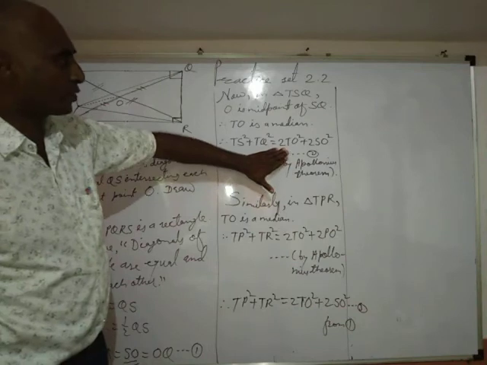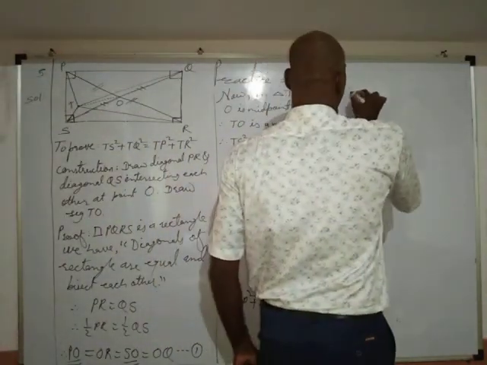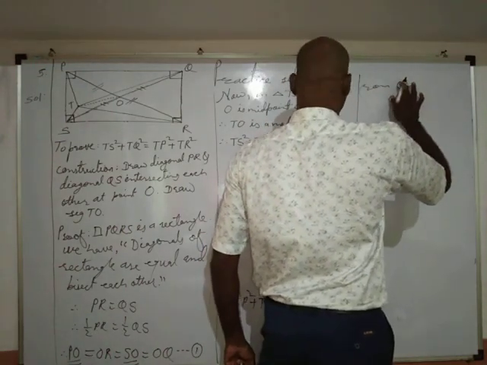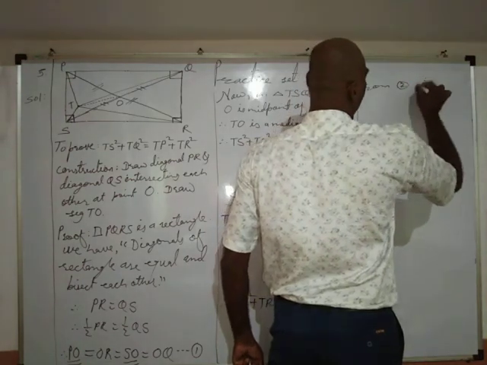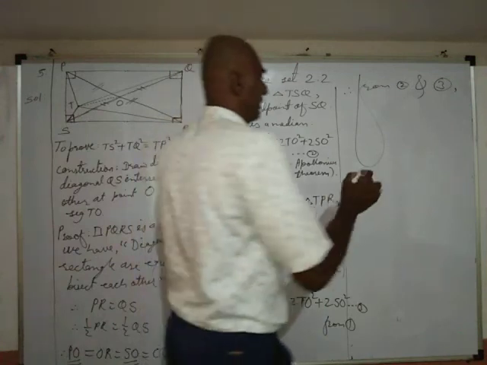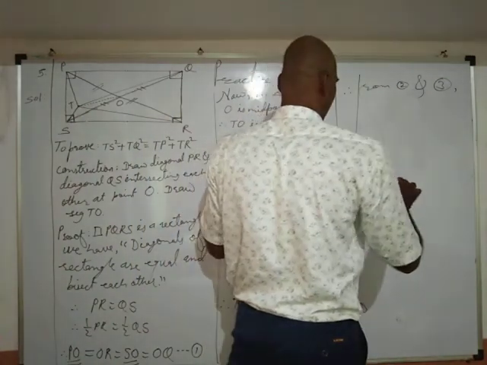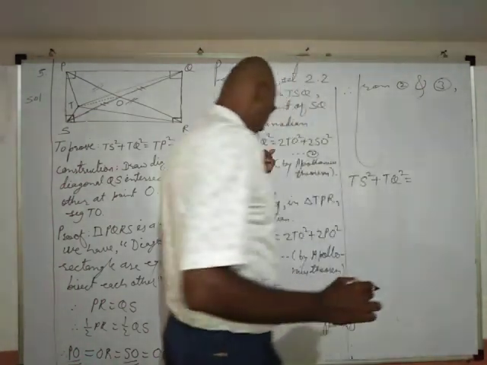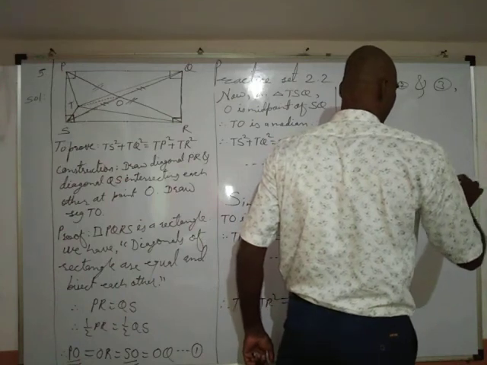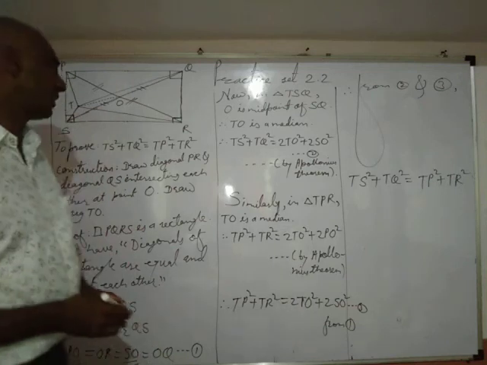Now the right sides of equation second and third are the same, and therefore from second and third we have a result: TS square plus TQ square equals TP square plus TR square. Hence the proof.